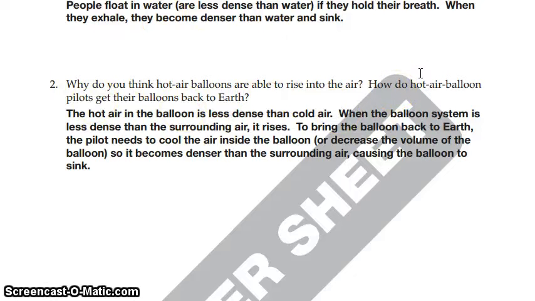That's where we're going to start to talk about air transferring heat through convection, where hot air is less dense than cold air. When the balloon system is less dense than the surrounding air, it's going to rise. Then when the balloon system comes back down to Earth, we're going to cool off that air or not add any more heat to that air and allow it to become denser and heavier, and it will then sink in comparison to the surrounding ground.